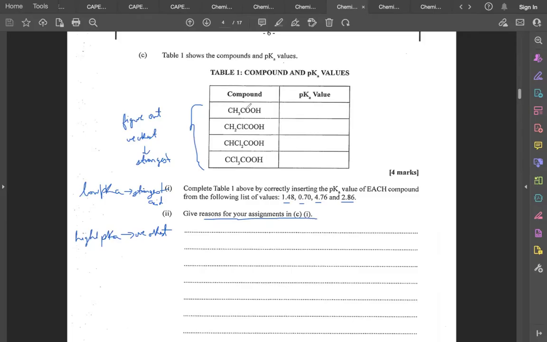Miss, I don't know. Probably because it already readily gives up any hydrogen to make it a proton donor. I'm not sure. Okay, so what you're doing is comparing it to all the other ones. So when you compare all of them together, would this be the weakest one, or would this be the strongest one?